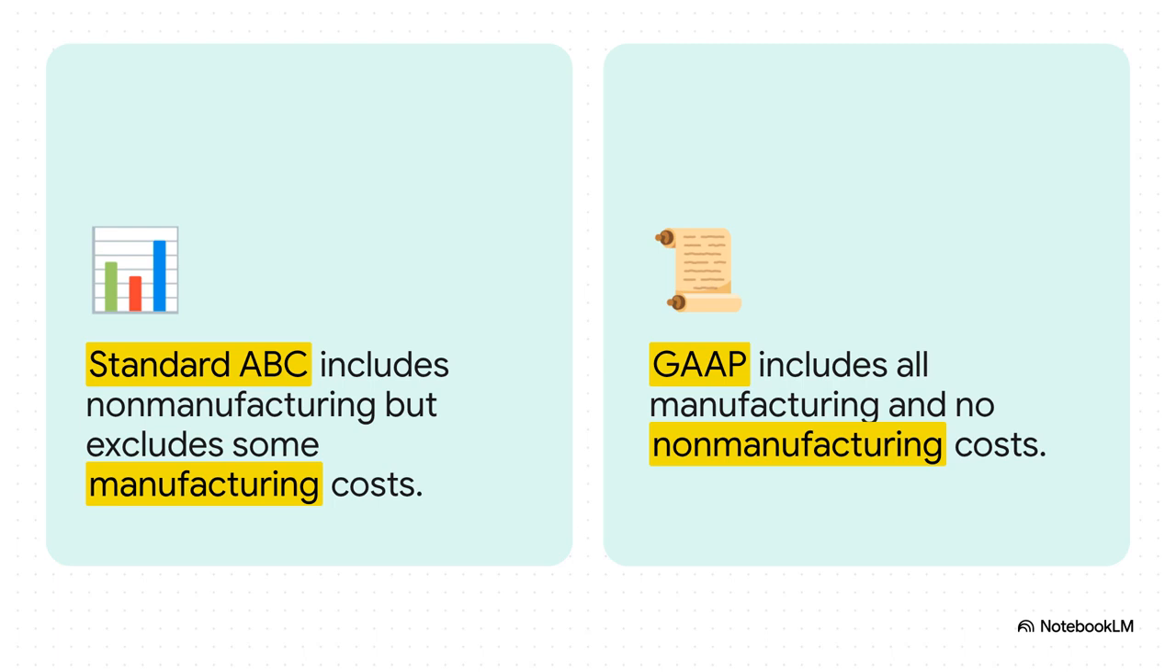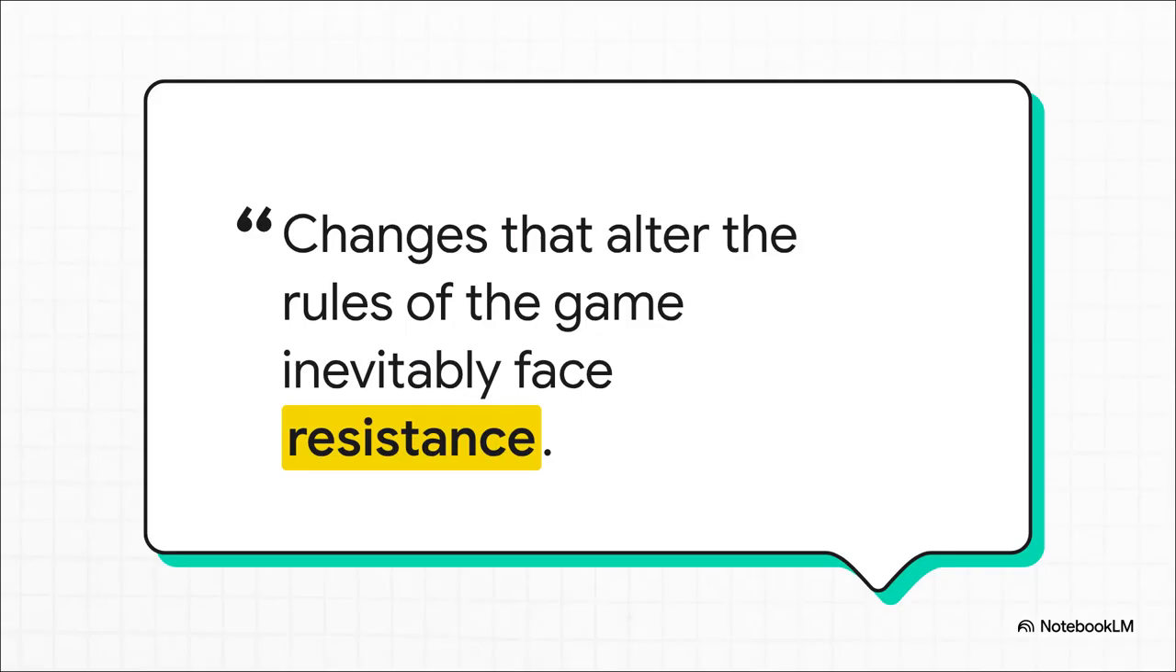And on the flip side, it might actually exclude certain manufacturing costs, like unused capacity. Because of this totally non-conforming setup, companies are usually stuck maintaining 2 completely separate costing systems, one strictly for internal decision-making and another just to keep the external GAAP reporting happy. But it doesn't stop with GAAP.